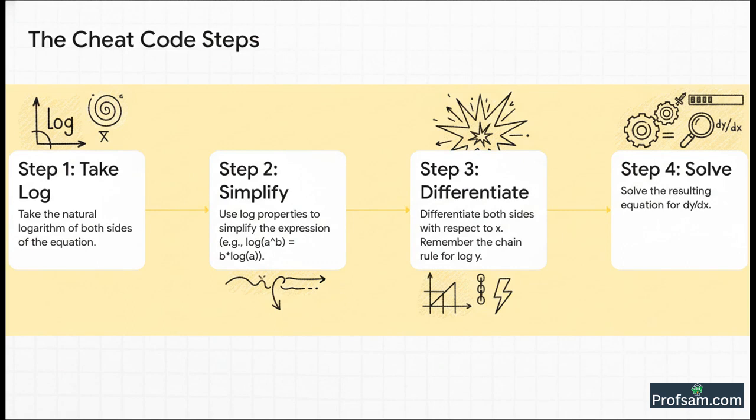Step 1. Just take the natural log of both sides of the equation. Step 2. This is the magic step. Use the properties of logs to simplify. You see that tricky x that was in the power? The log brings it right down in front, and it just becomes a simple multiplication. So much easier. Step 3. Now you differentiate both sides with respect to x. And finally, step 4. Just do a little bit of algebra to get dy dx by itself. That's it. 4 steps to beat any boss-level problem.